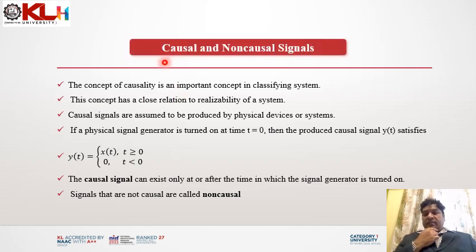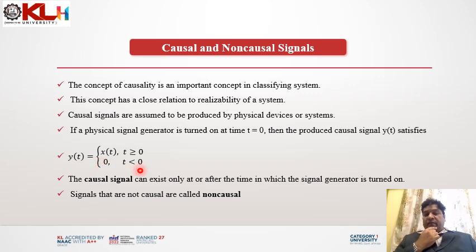Now we are going to discuss a very important classification, that is causal signals versus non-causal signals. The causal signal is very important for a practical system that can be realized in the real world. These causal signals are the real-world signals that are produced by physical devices or equipment in the lab or in industries. We can define a causal signal as a signal whose values on negative time are 0.